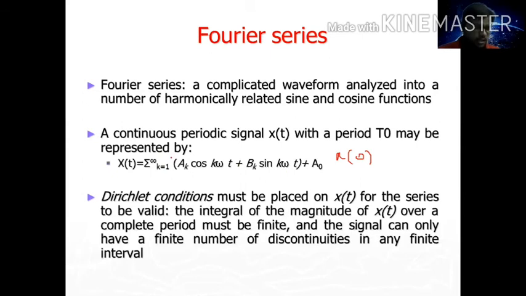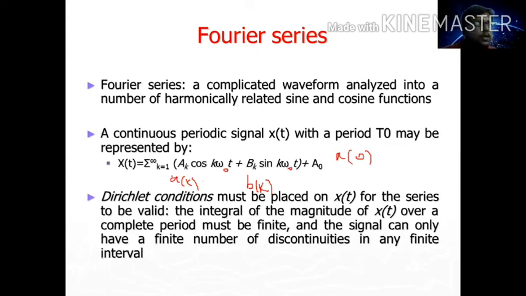It means you may write it like this also: a of k, cos k omega naught t, plus likewise here b of k. You put the naught here also, omega naught. Omega naught is the angular frequency.